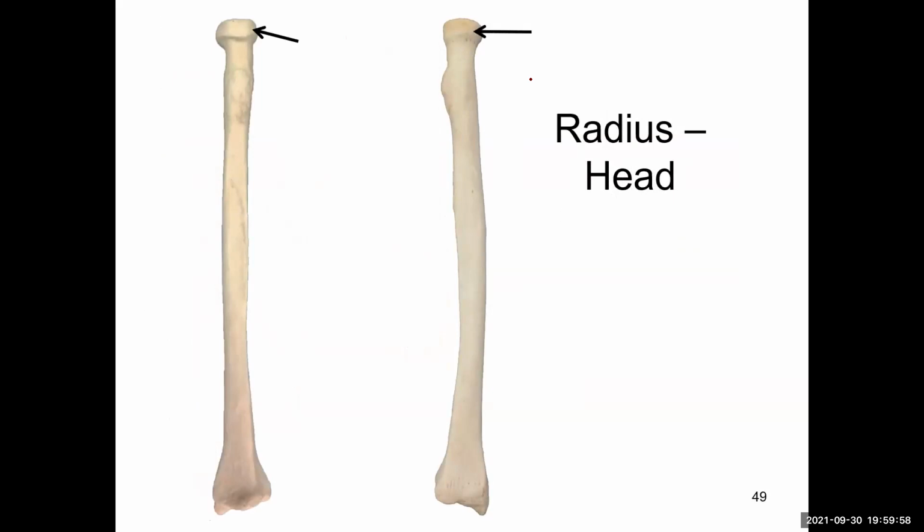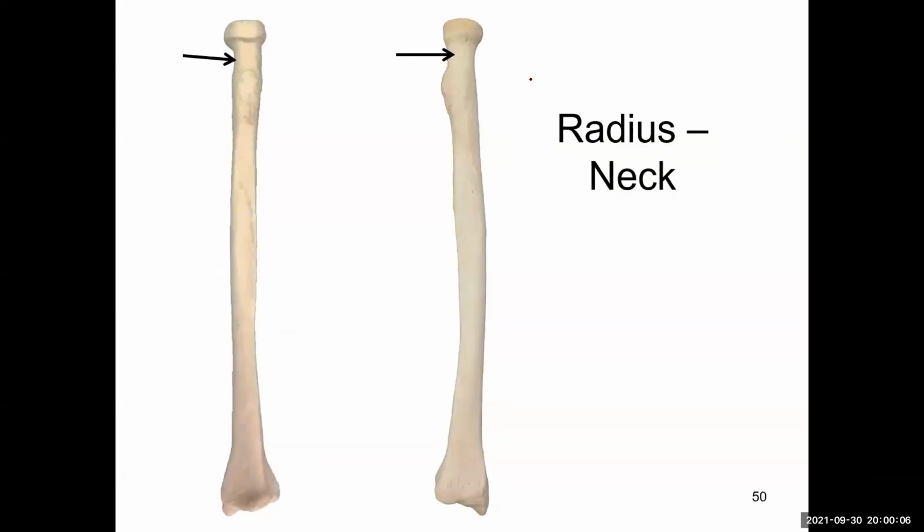All right, let's look at the second bone of your forearm. That's the radius. The head of the radius is on the proximal end there. You can see it looks like a disc. And then just below that is the radial neck, or the neck of the radius.